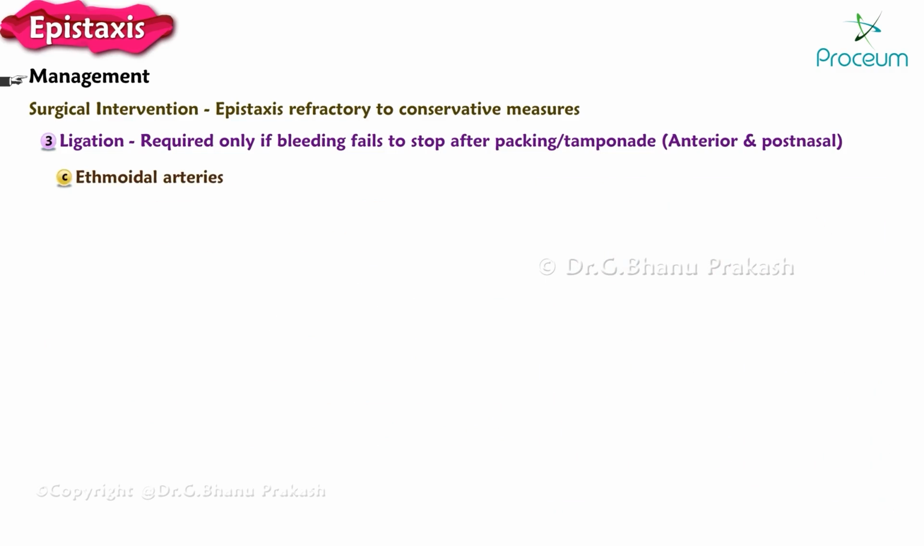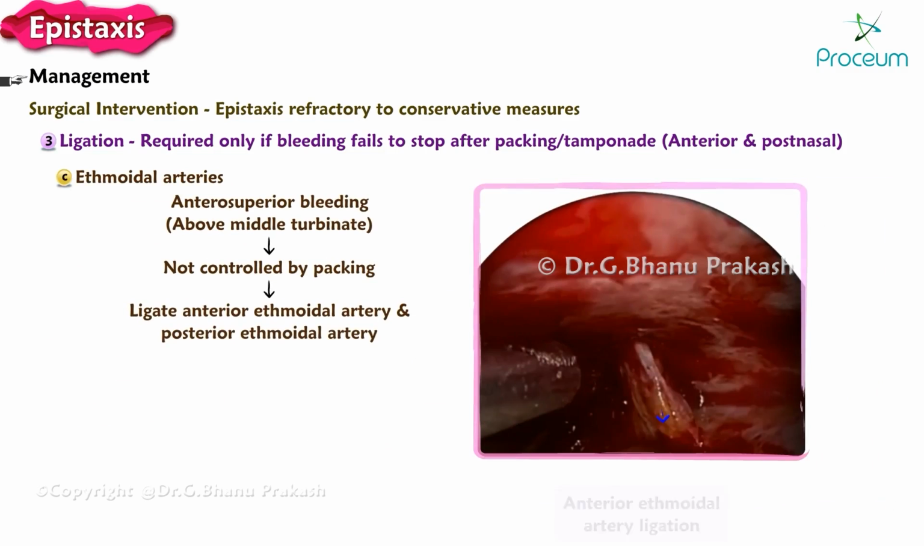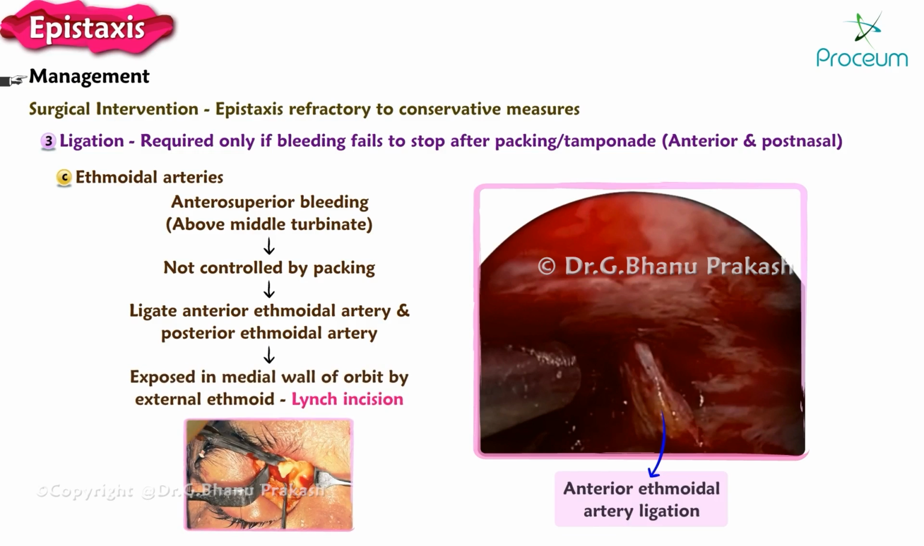C. Ethmoidal arteries. In anterosuperior bleeding above the middle turbinate, not controlled by packing, anterior and posterior ethmoidal arteries, which supply this area, can be ligated. The vessels are exposed in the medial wall of the orbit by an external ethmoid Lynch incision. Bleeding from the upper part of the nose, above the level of the middle turbinate, requires ligation or clipping of the anterior ethmoidal artery by external incision near the inner canthus.